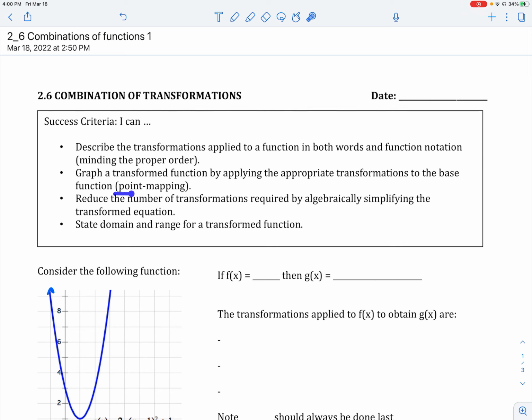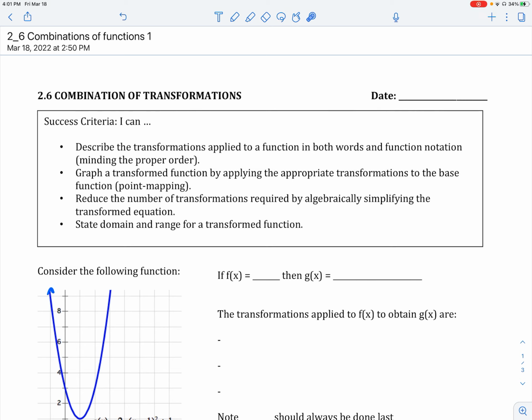So we're going to use something called point mapping. What we'll do is we'll actually do all the transformations at once. So we'll take a base graph and we'll put it through the point mapping formula and we'll obtain our transformed function that way. Then we want to reduce the number of transformations required by algebraically simplifying the transformed equation.